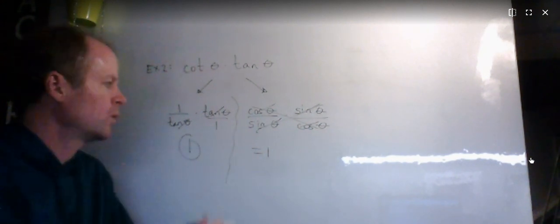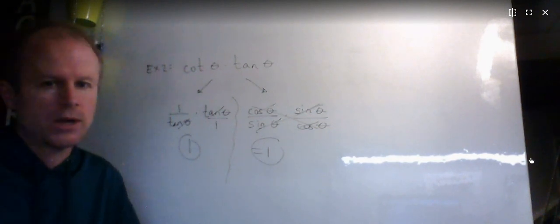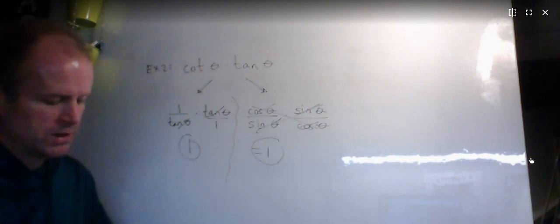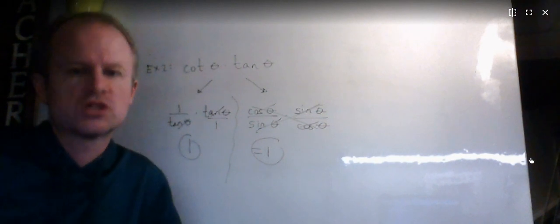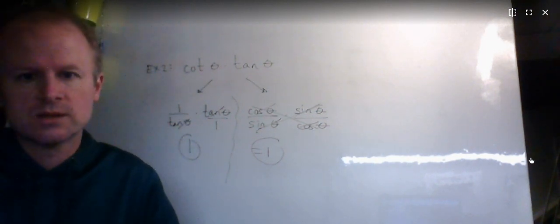You might think, well, why would I do it that way? This way seems simpler. True, in this one, probably this way is simpler, but in general, if you're stuck, you can always change things to sines and cosines, and that's always a good strategy.